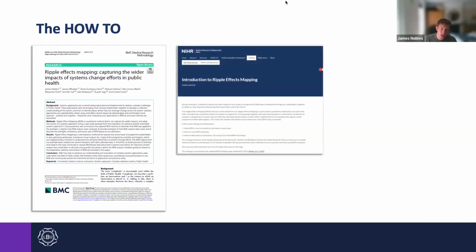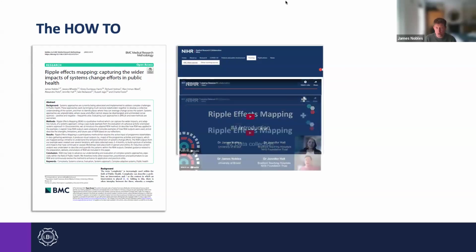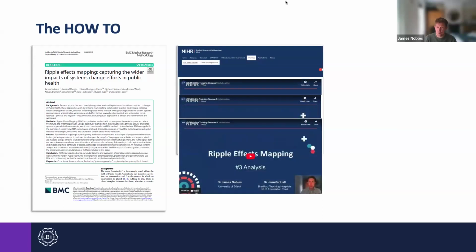We've also generated a few training videos, which, if one of you was to use ripple effects mapping, you could share with other members of your team who might be facilitating the sessions. In total, all of this content is only 45 minutes, so it's quite quick to go through, but it gives people a nice understanding of REM, how to collect the data, and then that final session is on how to analyze the data that comes from it too.